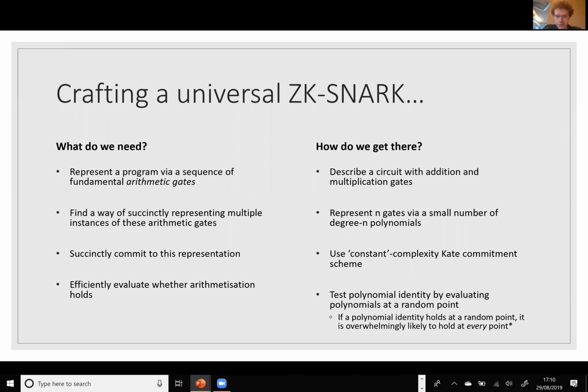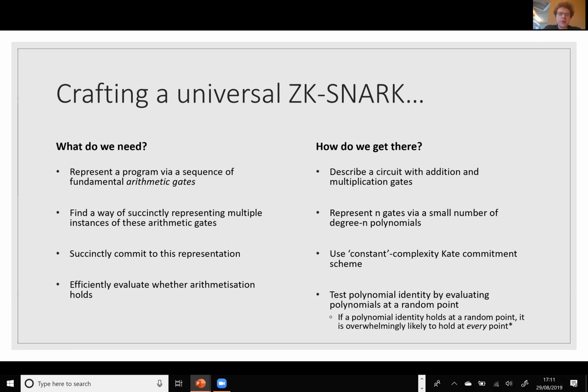You need a way of succinctly representing a large number of instances of these arithmetic gates, because that's where SNARKs get their succinctness. The verifier is basically verifying a very large number of very simple statements in parallel. So you also need some kind of commitment scheme where the prover can succinctly commit to this representation of an arithmetic circuit. And then the verifier needs to be able to very efficiently validate whether these commitments actually describe the proof relation that the circuit describes.